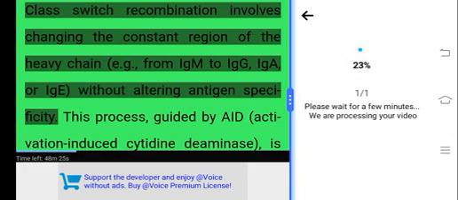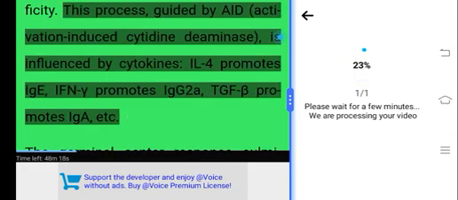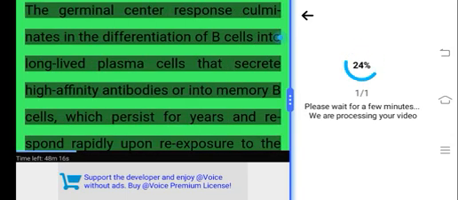Class switch recombination involves changing the constant region of the heavy chain, e.g., from IgM to IgG, IgA, or IgE, without altering antigen specificity. This process, guided by activation-induced cytidine deaminase, is influenced by cytokines. IL-4 promotes IgE, IFN-gamma promotes IgG2a, TGF-beta promotes IgA, etc. The germinal center response culminates in the differentiation of B cells into long-lived plasma cells that secrete high-affinity antibodies or into memory B cells, which persist for years and respond rapidly upon re-exposure to the antigen.